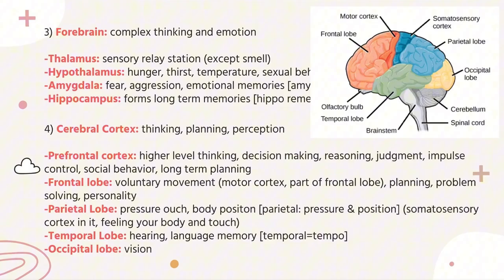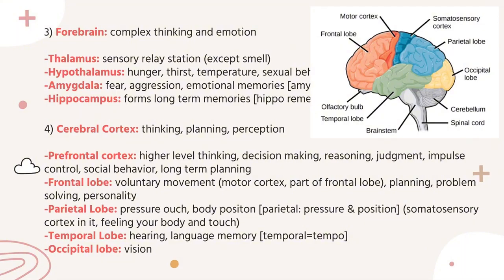So there's the prefrontal cortex, which is higher level thinking, decision making, judgment, impulse control, social behavior, etc. The frontal lobe is voluntary movement. The motor cortex is part of the frontal lobe, and it's also planning, problem solving, and personality. The prefrontal area is the last part to develop throughout your life.